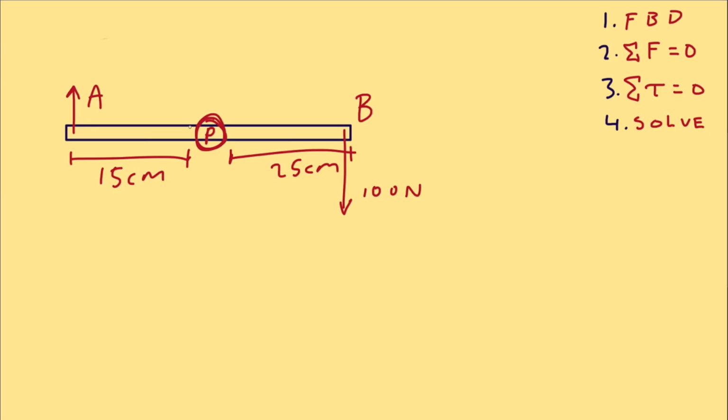The labeling process is all up to you. You can label this side as P for push and this side as F for friend. It doesn't matter. Whatever lets you remember what's what. That's our free body diagram. We have the forces acting on our system.